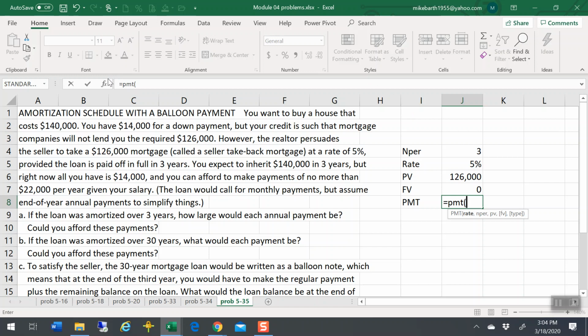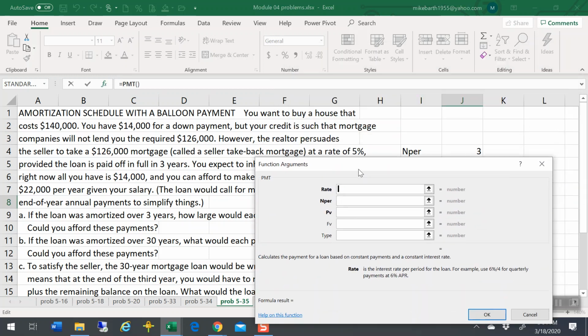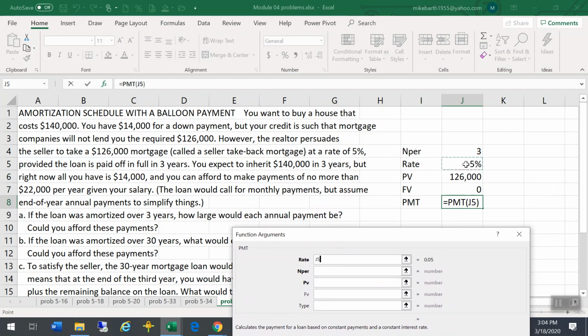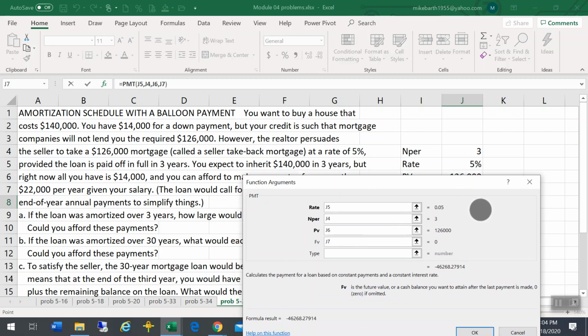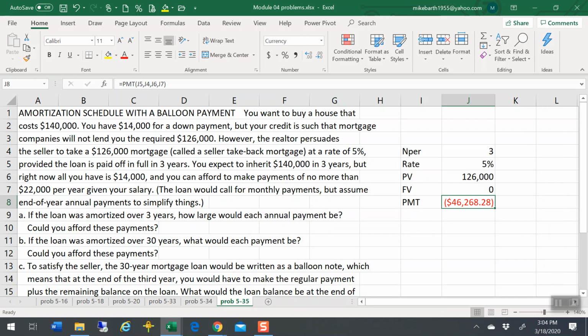All right, so to solve for payment, set up rate, number of periods, present value, and future value. Okay. And then if I hit OK on there, that means each payment's $46,000 and change. Since my limit's $22,000 a year, I sure can't afford that. If we made it into a 30-year loan, I could afford that, but it isn't a 30-year loan, it's a 3-year loan.